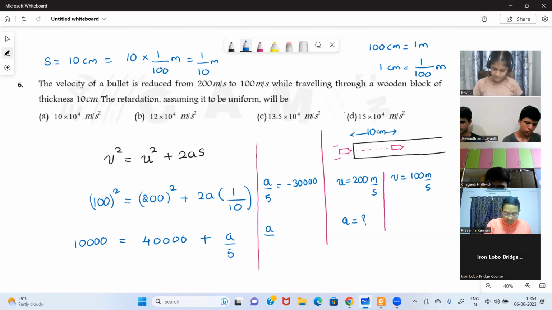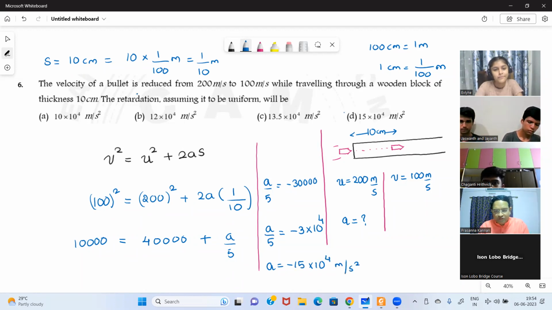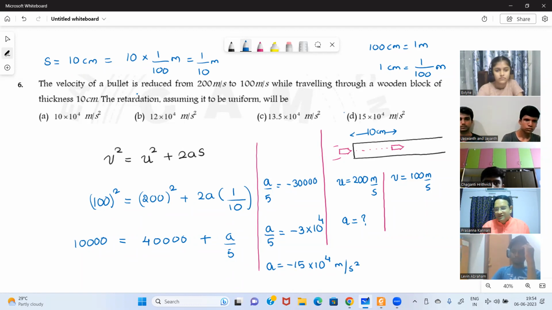Or I can write it as minus 3 into 10 to the power 4. Do you agree? There are 4 zeros. So a will be equal to, I take this 5 that side, so it is 15. So minus 15 into 10 to the power 4 meter per second square. What is the significance of the negative sign, students? Retardation. It reduces the velocity, correct? So when I give in the question directly as retardation, there is no need to mention negative sign because it is understood. So the right answer for this question is the fourth option.